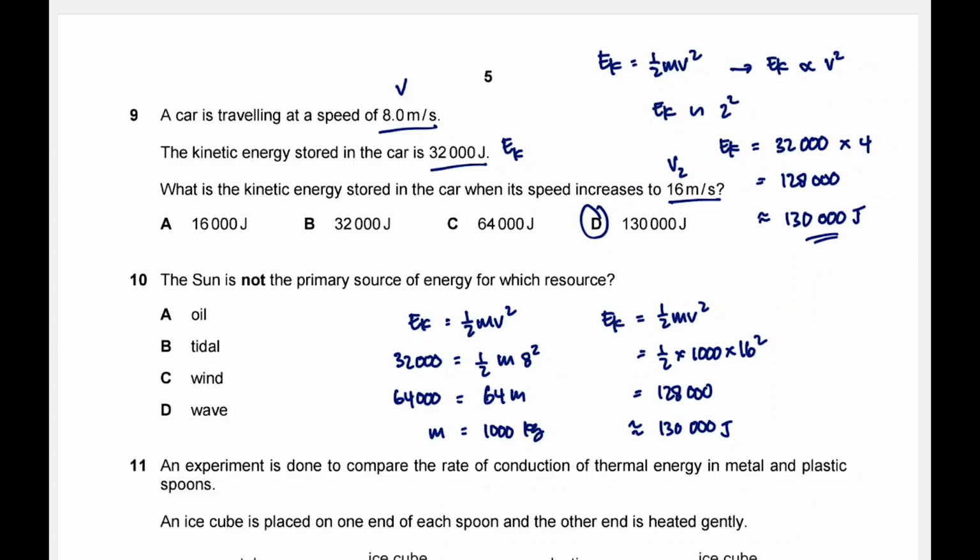Okay, next we continue to number 10. The sun is not the primary source of energy for which resource? Most of our energy, the primary source is the sun, except for the geothermal and the tidal. We have the tidal here. Tidal happens due to the gravity of the moon, so it is not primarily from the sun.